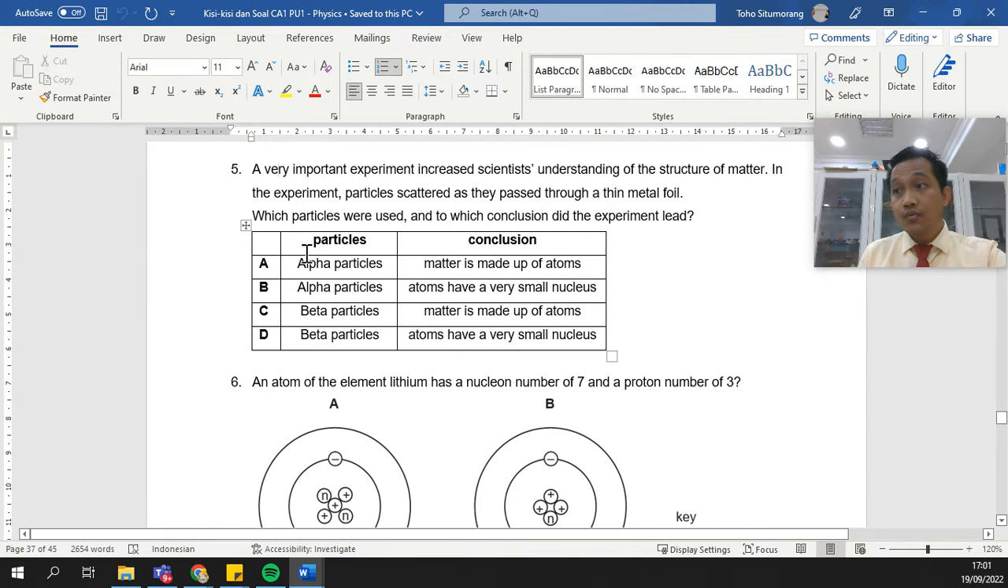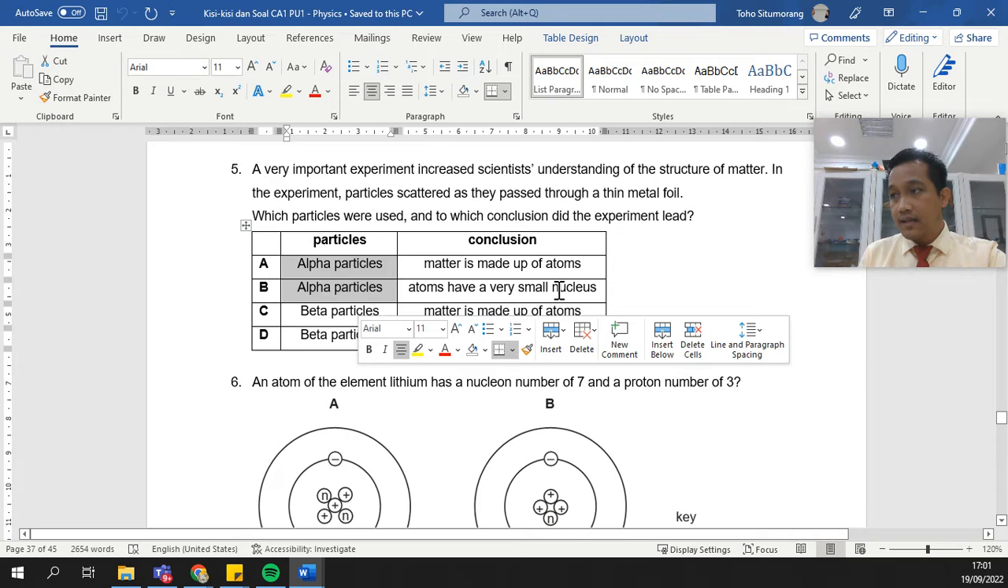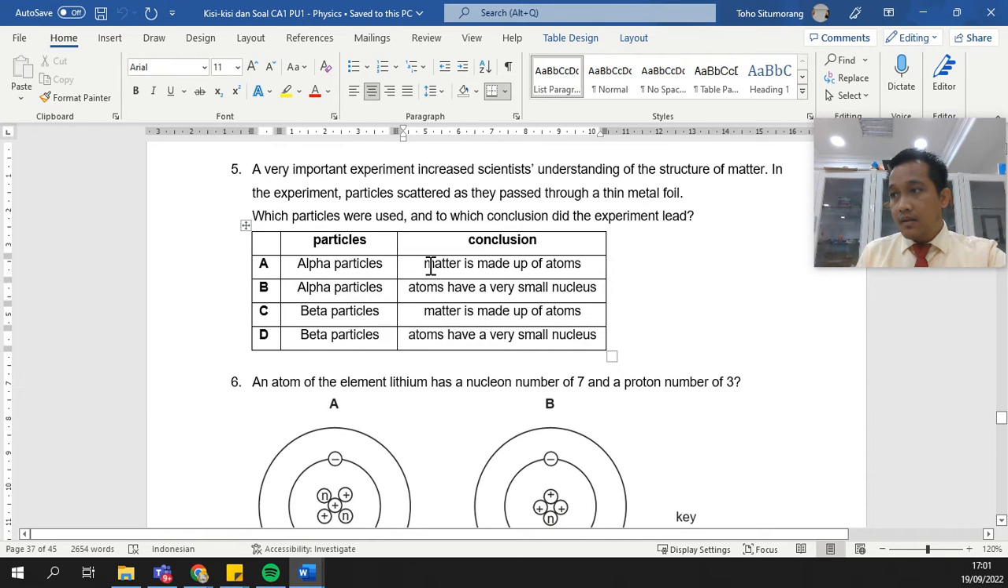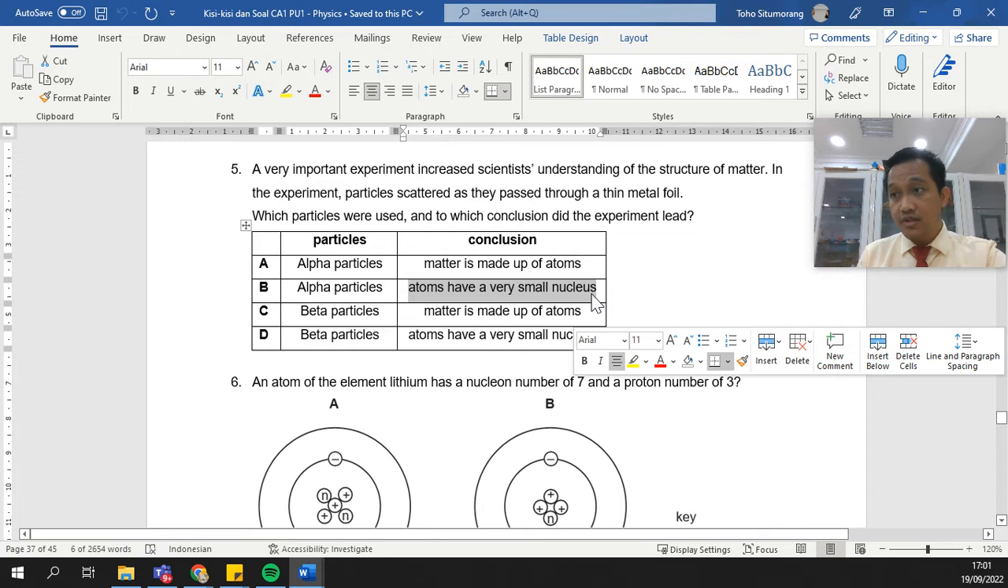In question 5, we have particles and the conclusion after the experiment by the scientists about the structure of matter. So the particles that were used are alpha particles. This shows that, instead of this, matter is made of atoms. There is something more specific. It says that atoms have a very small nucleus. This is the conclusion from shooting alpha particles.